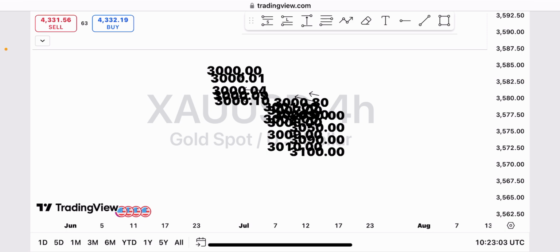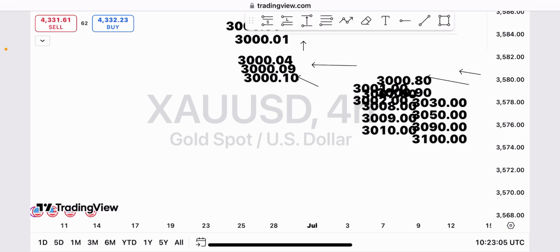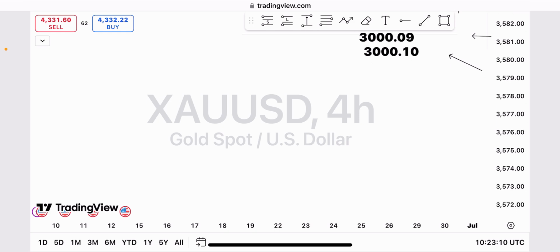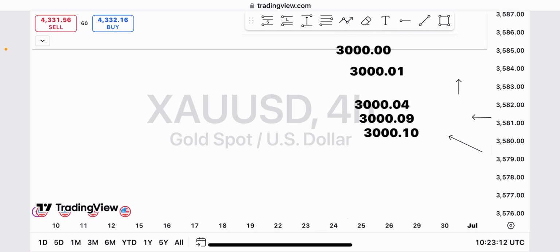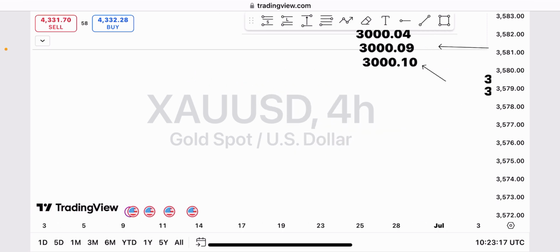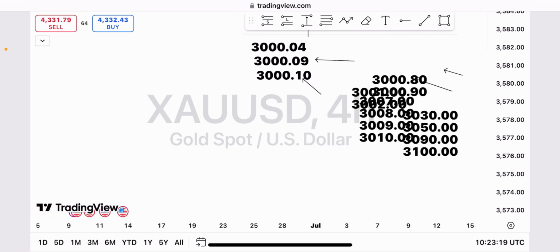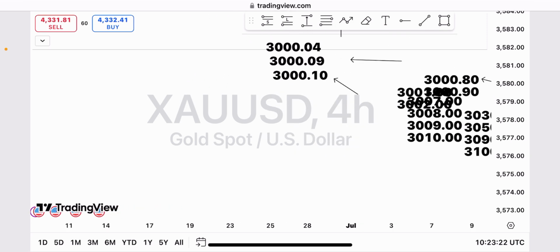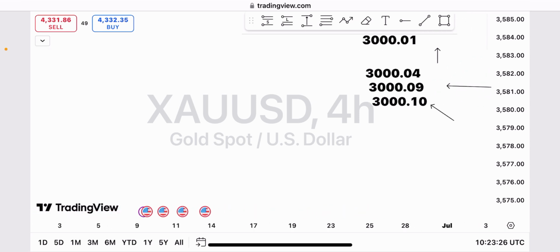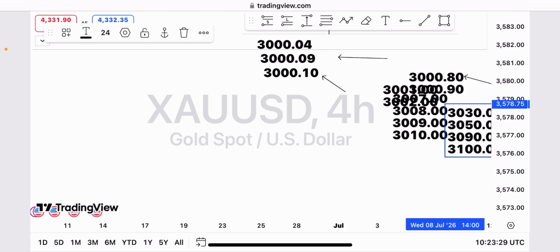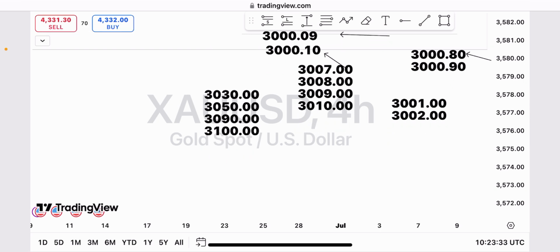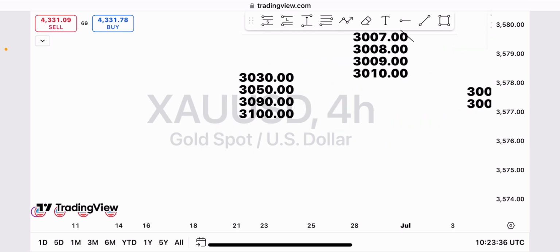Sorry, I don't know what's in my shot. Sorry about that. Let me just move this here.